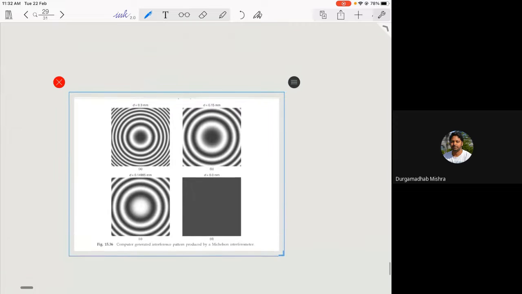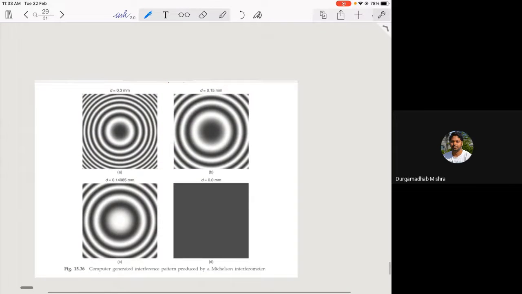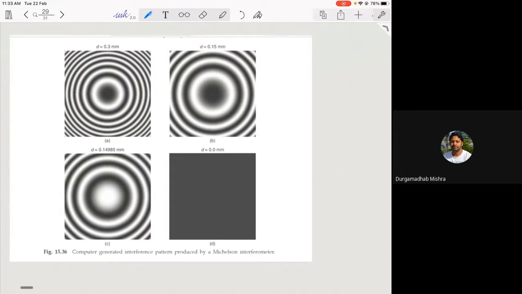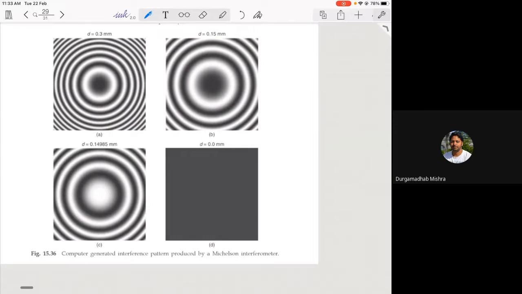Okay, so here is an experiment which shows how the fringes change as you change d. Now if x1 is equal to x2, exactly, they are at the same distance from the beam splitter. So that means d will be equal to 0. In that case, there will be no interference pattern. So you will see just a dark green, that's all. Now we have increased d to something around 0.14985 millimeter.